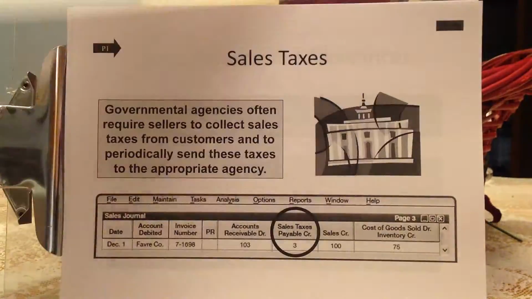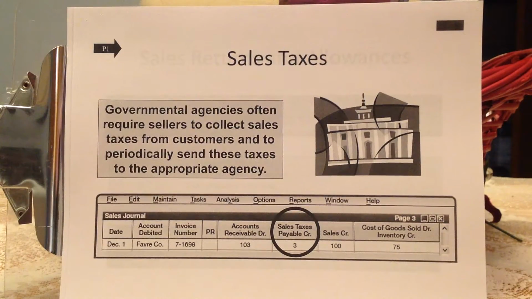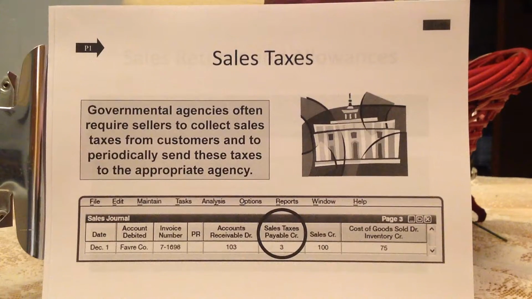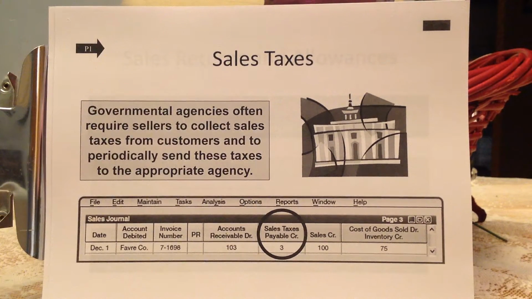Okay. Sales taxes. Government agencies often require sellers to collect sales taxes from customers and to periodically send these taxes to the appropriate agency. And if that's the case, in your sales journal, you're going to have another column. You can see in this case, they have a separate one for accounts receivable, sales tax payable, and credit sales, because you have to collect sales taxes.